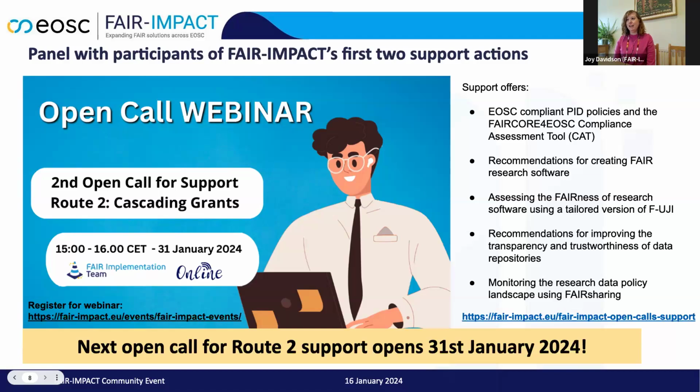And we also will be looking at another version of FUJI. We have been working in the FAIR Impact Project to develop a version of FUJI to assess the fairness of software, and that is something that people will be able to apply to try. The last two that we're working on: one is tailored to a repository community, to test some guidelines that have come out of the FAIR Impact Project around improving the trustworthiness of the service. And the last one is about using the FAIRsharing Registry as a way to improve the sharing and availability of research data policies, with an eye to monitoring the landscape a little bit more easily.